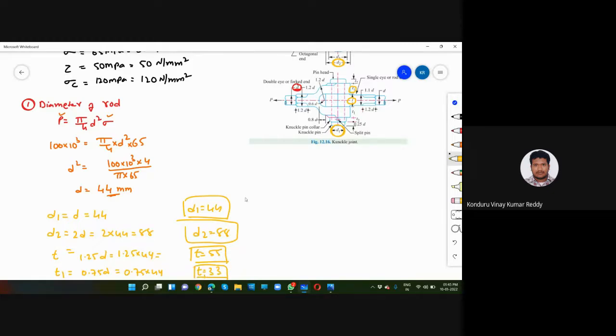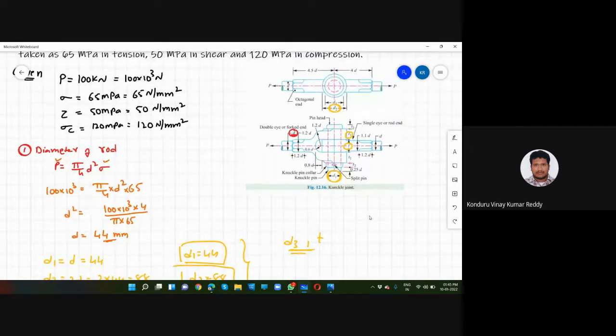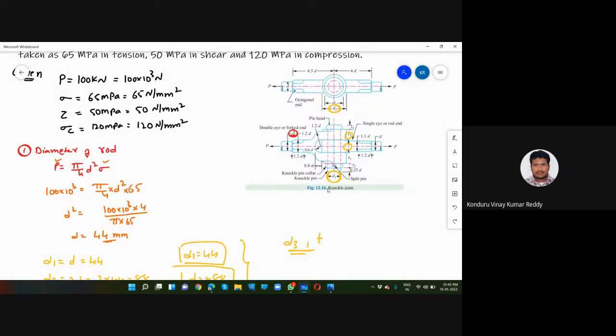These four are important variables: D1, D2, T, T1. There are some other variables also, D3 and other T values. You can find them out, but in the derivation I don't require these values, so I am not going to find them. D1, D2, T, T1 are very important variables. Now I have found all the values required for designing a knuckle joint.